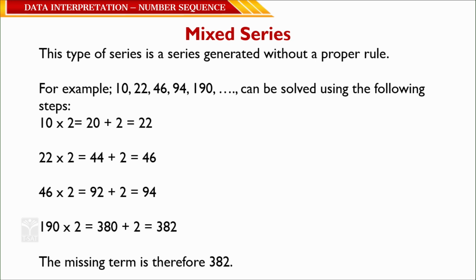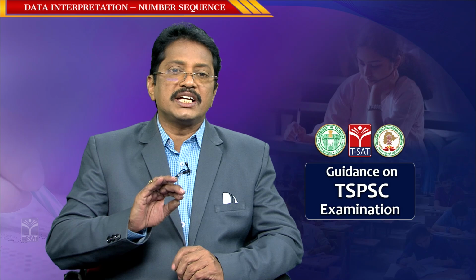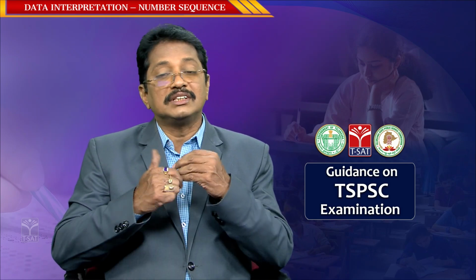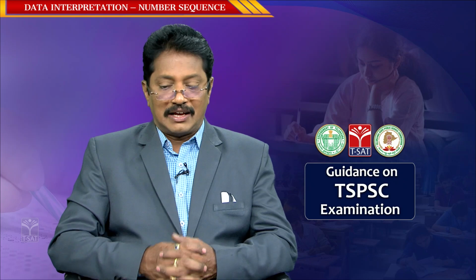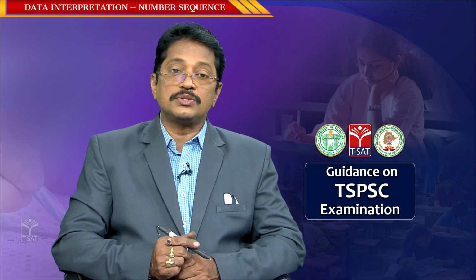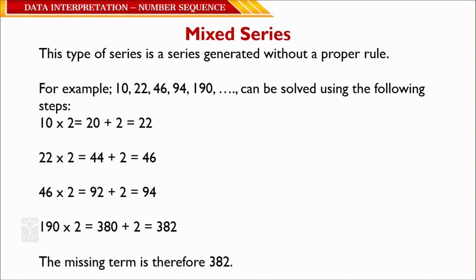Now we are coming to the mixed series. In the mixed series, each series is generated without any proper rule. Now we will see such series. 10, 22, 46, 94, 190 can be solved using the following steps. 10, 22, 46, 94, 190. Now see that.